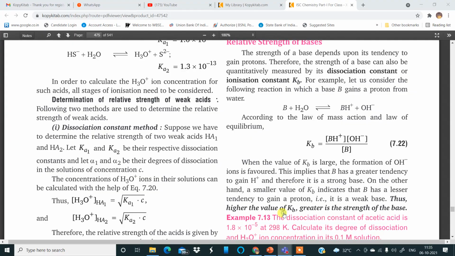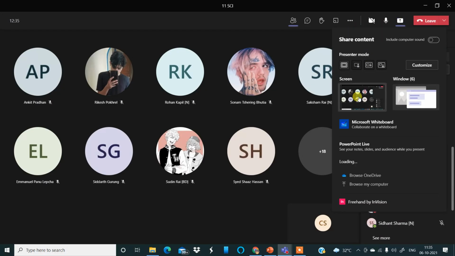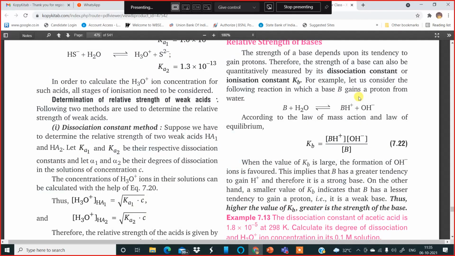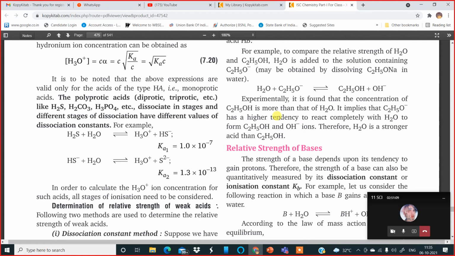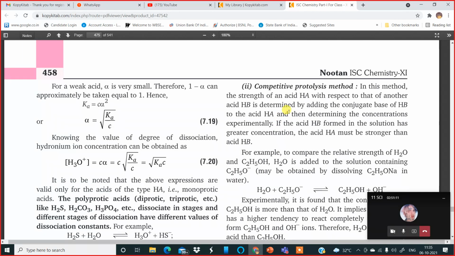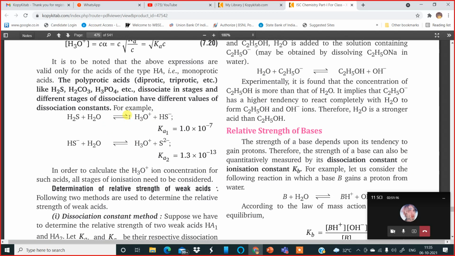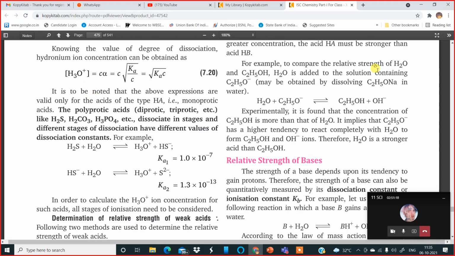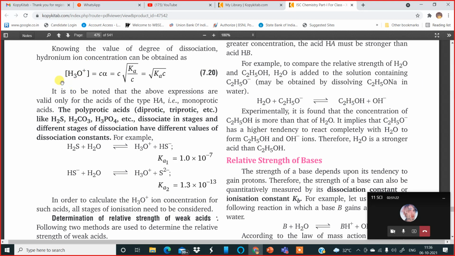Now I'll share my screen with you all. Okay. Now, look at page number 458 of the new textbooks. Here I just calculated this and showed you this formula. Look at this formula, just a second. The concentration of hydronium ion, this is what I had worked out, is equal to root under Ka C. This Ka stands for the dissociation constant of the acid.